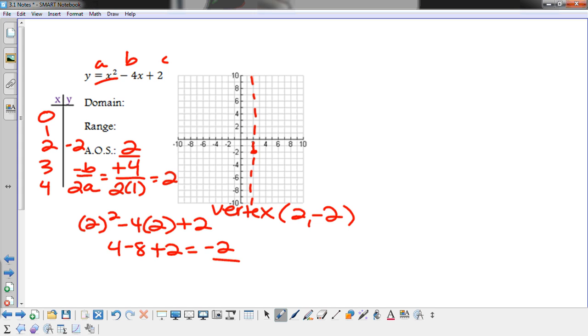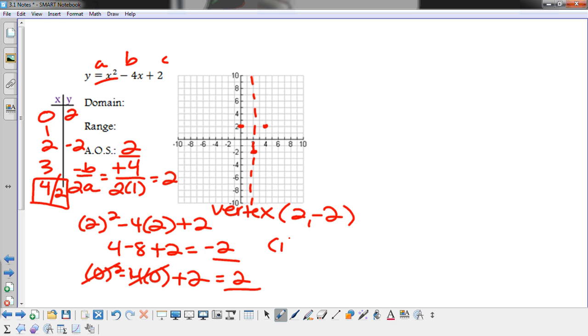If we plug in 0, 0 squared minus 4 times 0 plus 2, those cancel. So it's just 2. So if 0 is 2, remember when your chart is symmetrical around the middle, then the pairs of numbers work out. So that'd be 4 and 2 down here. So 0, 2, 4, 2. Plug in 1. 1 squared minus 4 times 1 plus 2. 1 minus 4 plus 2 would be -1. And remember, its partner point would be on the other side.